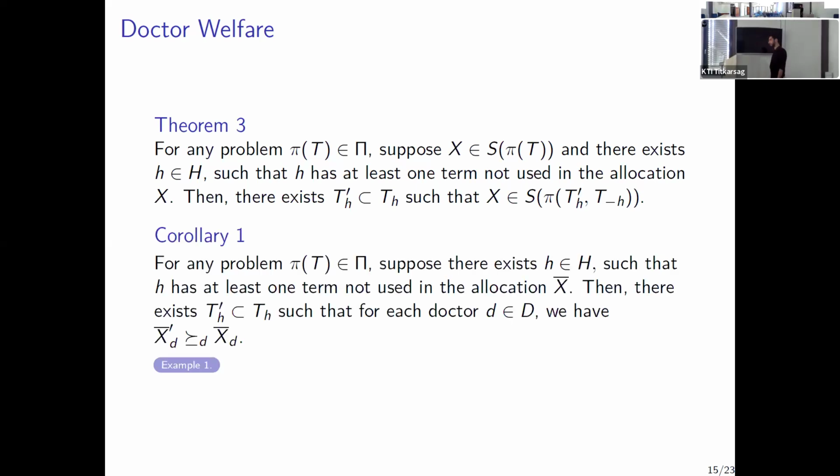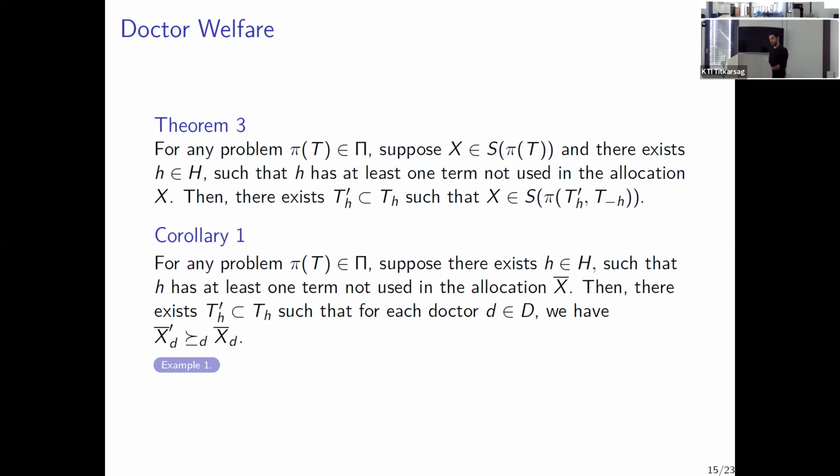And this is interesting from a welfare perspective because we can have the same reasoning with the doctor optimal stable allocation, right? If we consider a problem, we consider the doctor optimal stable allocation of that problem. If some hospital has some terms that are not used, we can withdraw it. We obtain a sub-problem in which the allocation will still be stable. And it means that in the sub-problems that we have, the doctor optimal stable allocation will be weakly preferred to this one.